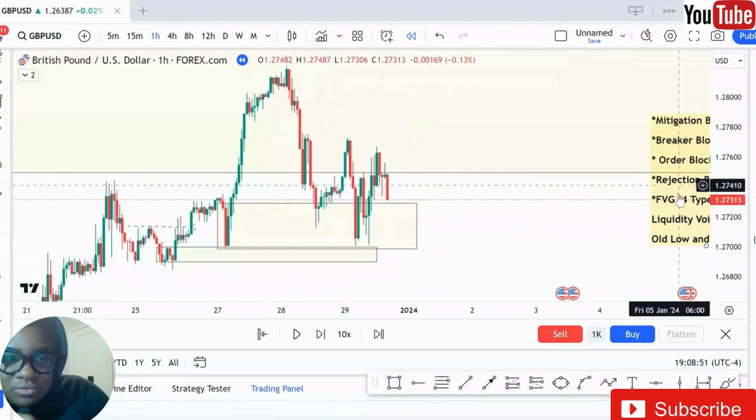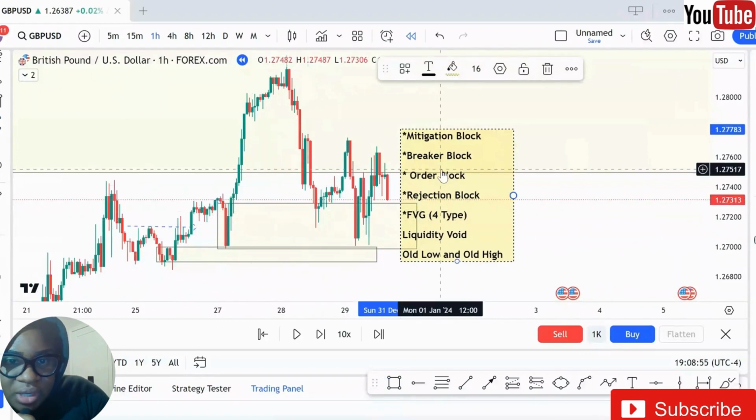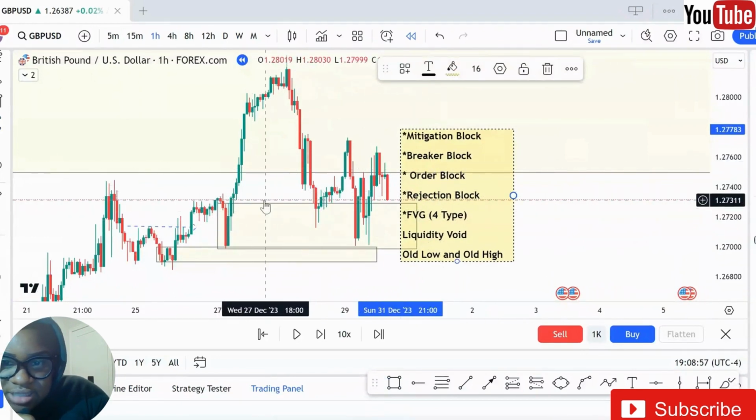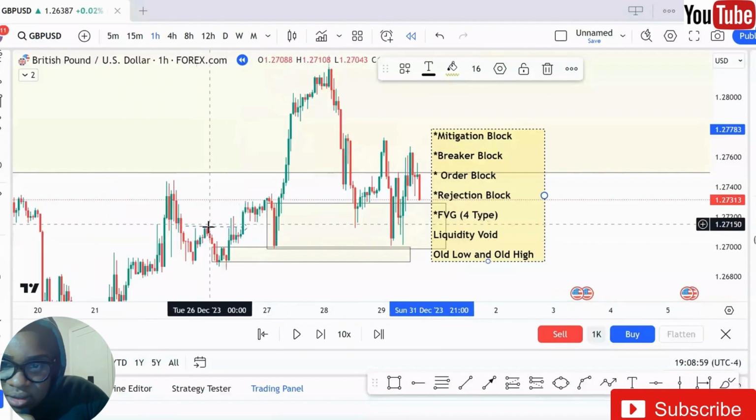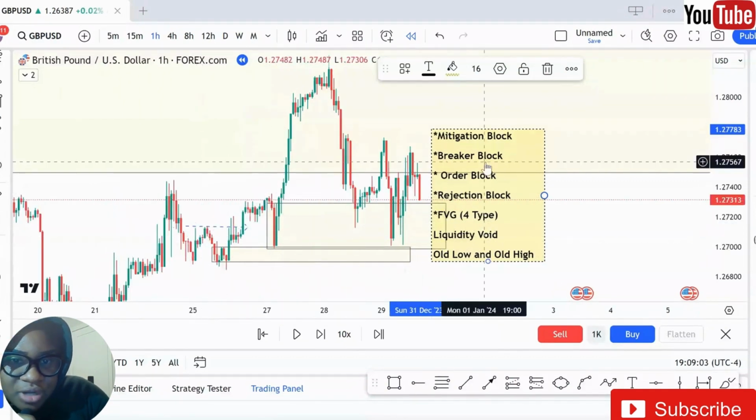Now you ask yourself the same question again. Is there a mitigation block around here? No. Is there a breaker? I can take this as a breaker, but let's see. There was a break of structure here, it mitigated here, went up. There was no breaker block here.